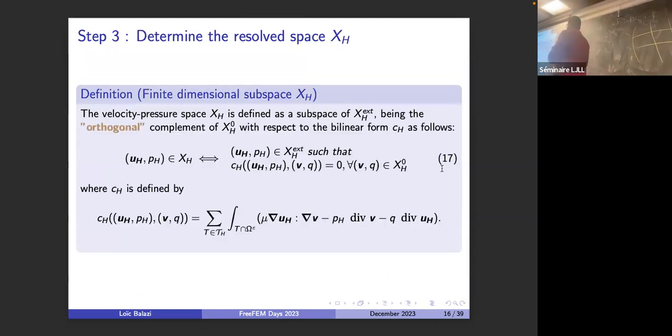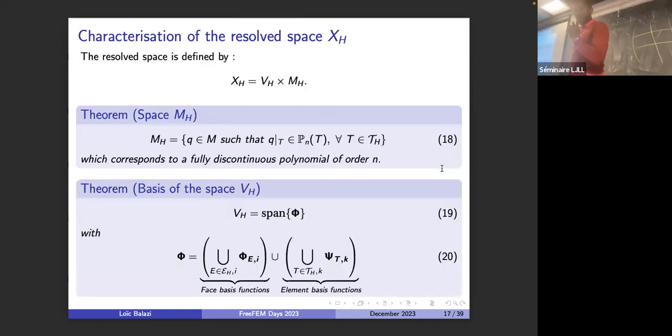And then to find the resolved space, I will find the orthogonal of the space XH0 according to the form A. And by doing this, I find a characterization of the resolved space. This is to say, the pressure is a discontinuous polynomial of order n. And the basis of XH, our multi-scale space, is defined by basis functions that are defined on the faces and basis functions that are defined in the elements.